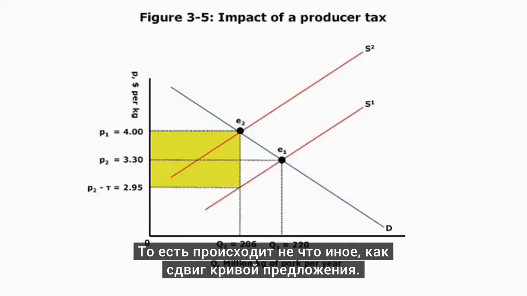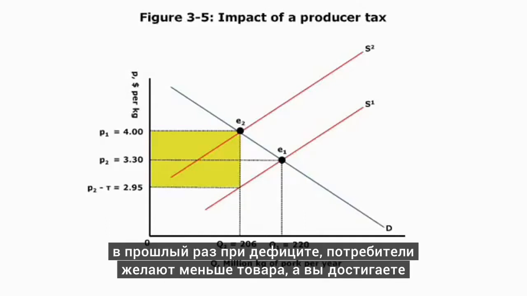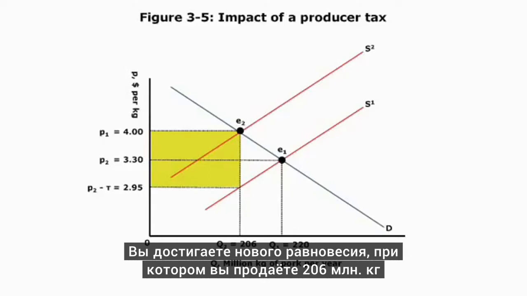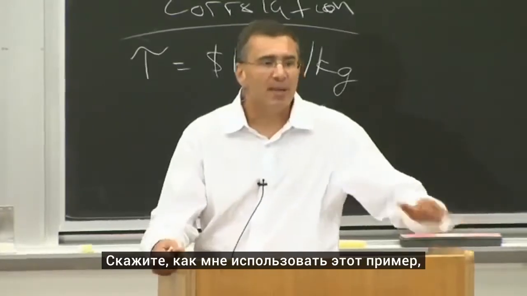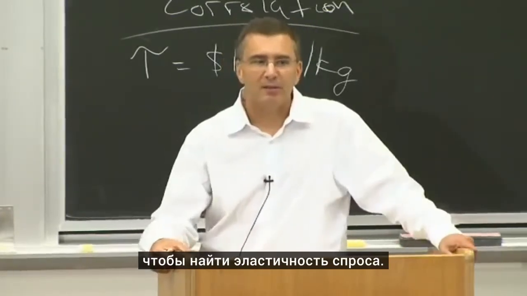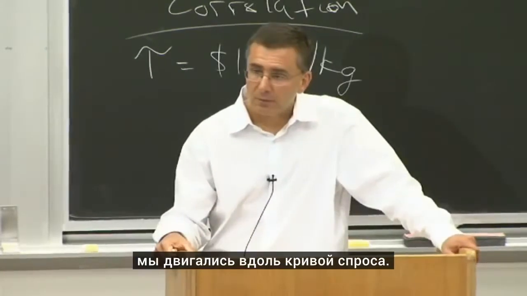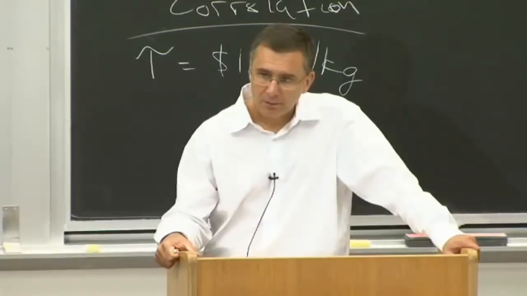Okay? So that's a supply shift, and with the same reaction we saw last time with the drought, the price goes up, consumers demand less, and you reach a new equilibrium at E2, where you sell 206 million kilograms for a price of $4. So someone tell me how I use this example to find the elasticity of demand. Yeah? In this case, you know that the change in price traveled along the demand slope. So you know that it's not supply, so you just use these 2 points.